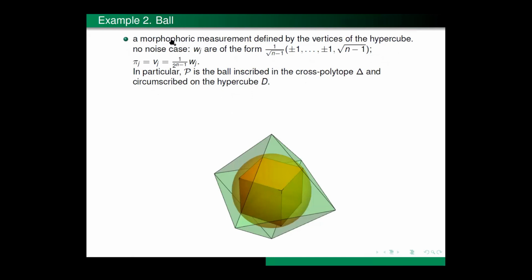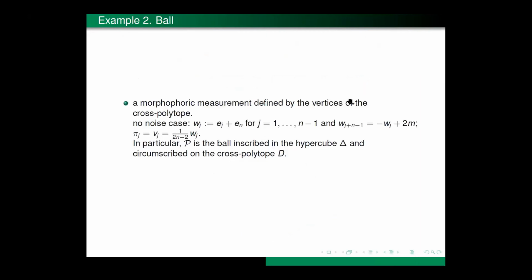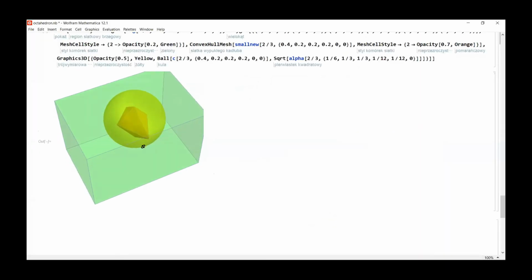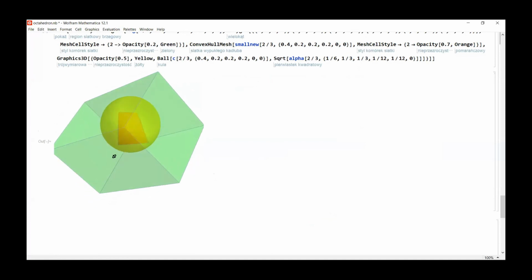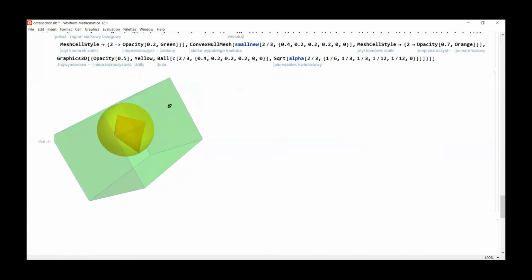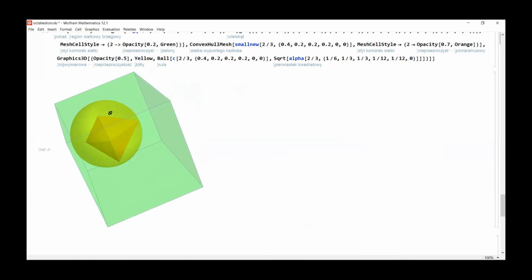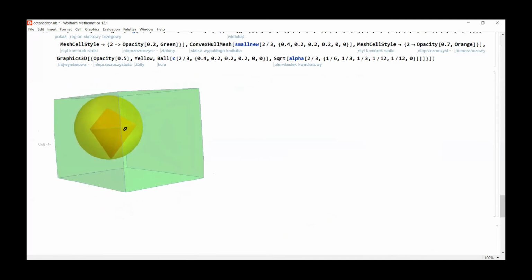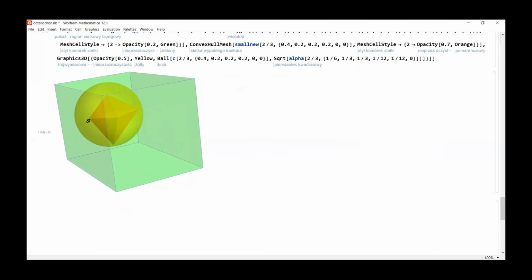And we can also add some noise, and we can also change this scenario here. So we can take a measurement which is defined by the vertices of the cross polytope and obtain another image here, which, if we add some noise, we obtain such a strange object like here. So this is also with adding some noise to the case when the morphophoric measurement is represented by the vertices of a cross polytope.